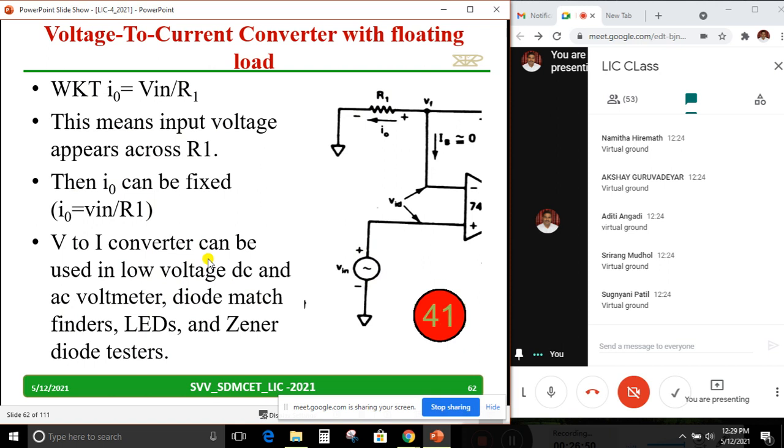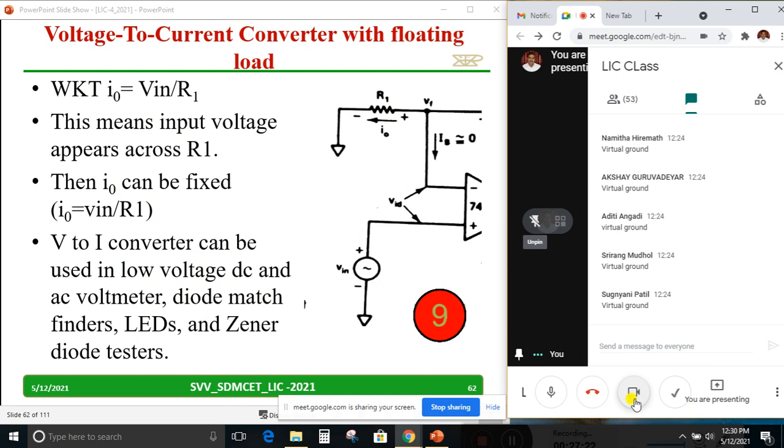Voltage to current converter, how we can test the LED, how we can test the diode. Those things we are going to discuss. Take another few seconds and try to copy down. Let us go to the next.